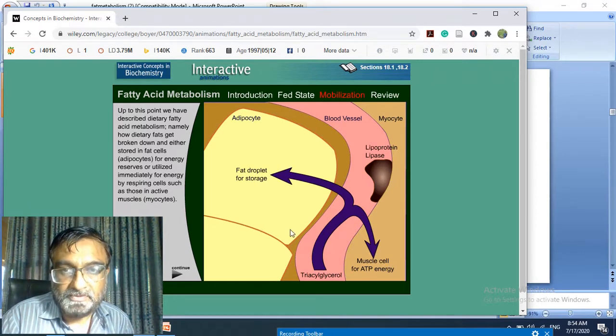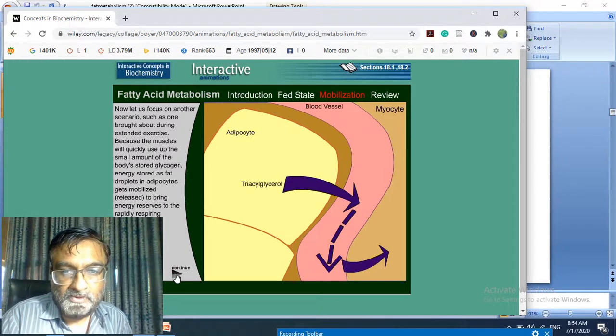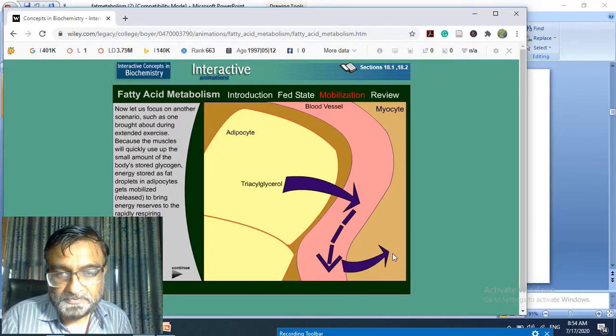So what will be happening here now? Look at this one, the triacylglycerol from the adipose tissue is transported into the blood vessel, and the blood vessel will be transporting it to the various myocyte tissues, right?